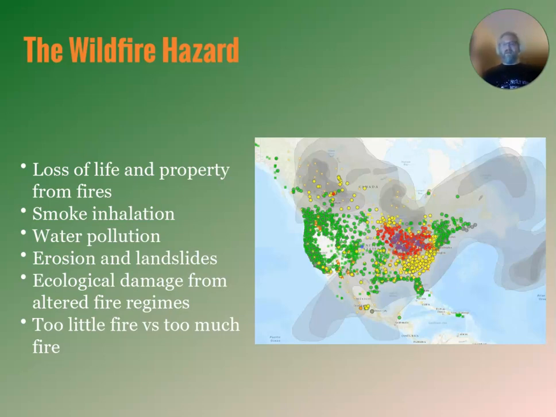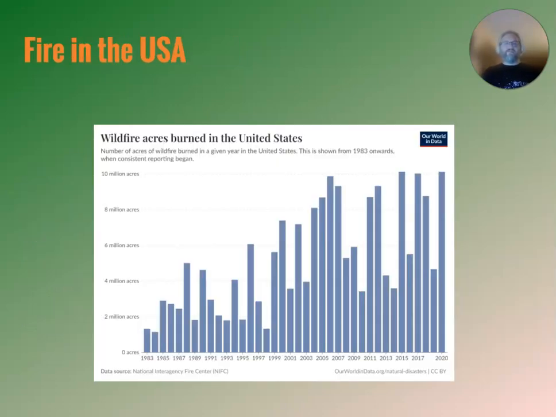On the other hand, if you have an area that is adapted to a high frequency fire, and then you decrease the frequency, so you add more time between fire events, that may impair the reproduction of certain plants that need that fire to stimulate the growth of the next generation. So both too little and too much fire can present a hazard.